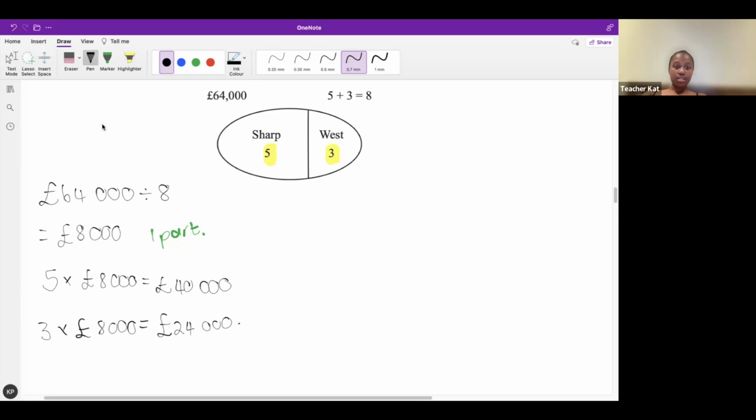Okay, now let's go to Londeka's method. Okay, so now we figured out that we have 8 parts in total. Sharp is going to get 5/8. Remember, they are eighths now, ne? And we just established that Sharp gets 5 of them, and West gets 3 of them. Right? So Sharp gets 5/8 of 64,000. Of is what operation, guys? If I say of, it is multiplication.